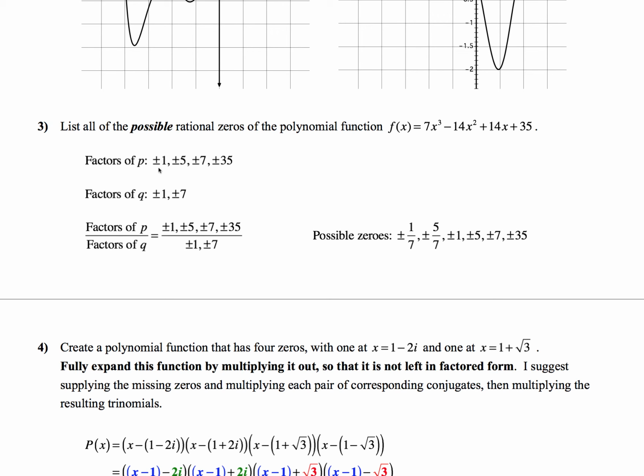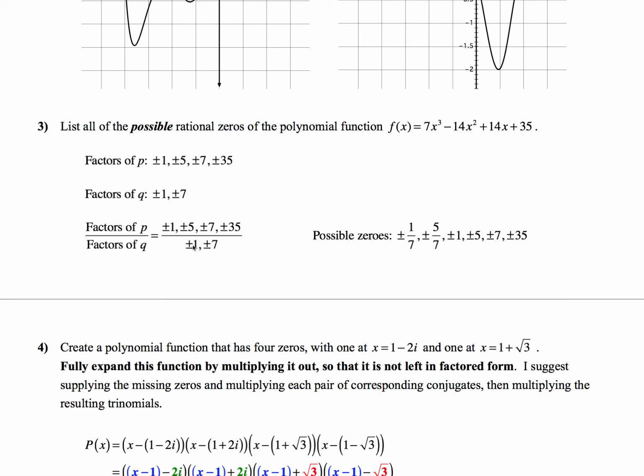But we do have to indicate the plus minus 1, plus minus 5, plus minus 7, plus minus 35, because we could multiply negative 5 times negative 7 and get positive 35, just like we could multiply positive 5 times positive 7 and get positive 35. And then the factors of the leading coefficient, which we designate q, are, since it's prime, just 1 in itself, and we put the plus minus. Then we line up all these factors of p in the numerator of a fraction, and all of these factors of q in the denominator, and we figure out what all the possible combinations are.